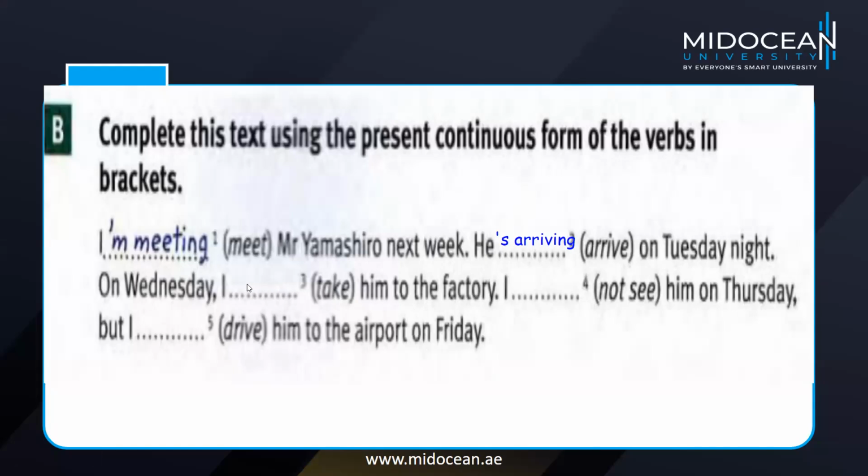So I'm taking, or I am taking him to the factory. Now the negative: I am not seeing him on Thursday. Seeing him on Thursday. Here seeing means I will meet him. Okay. But I'm driving him to the airport on Friday.